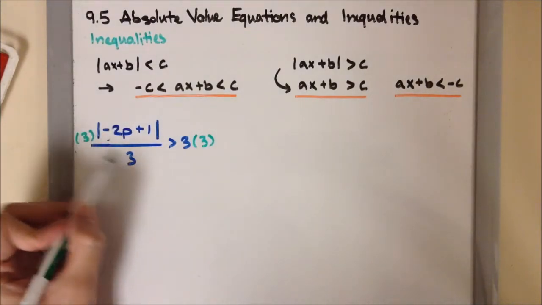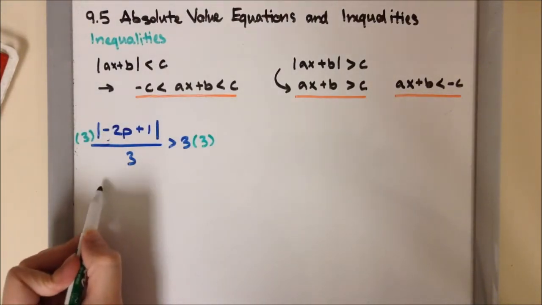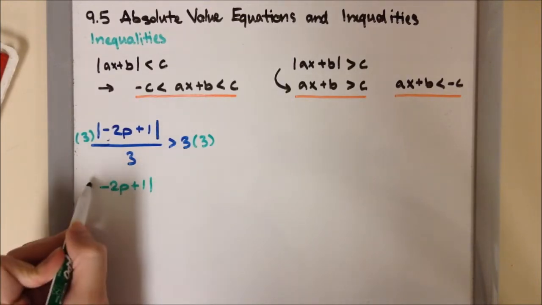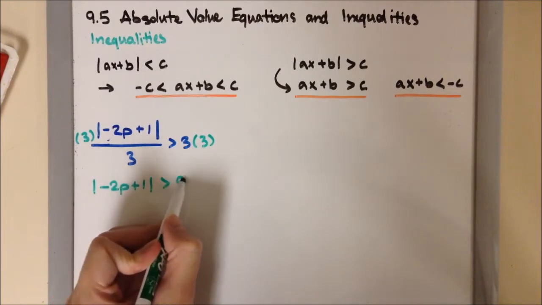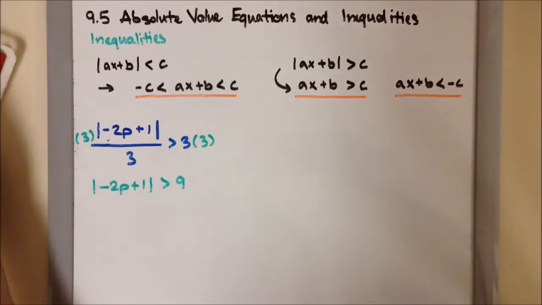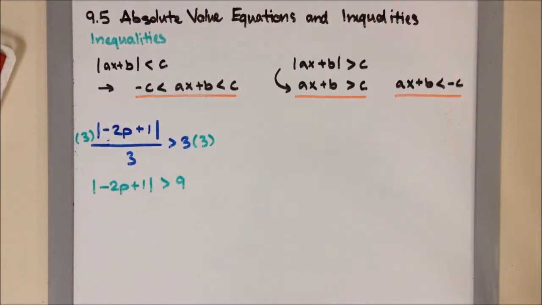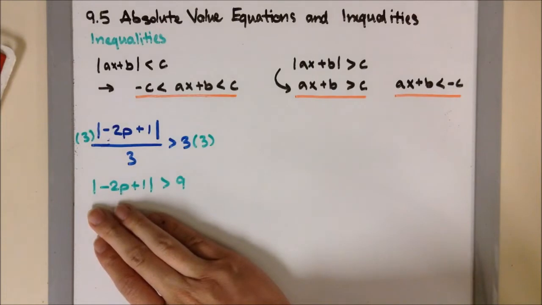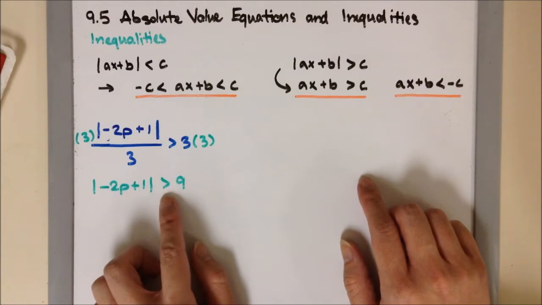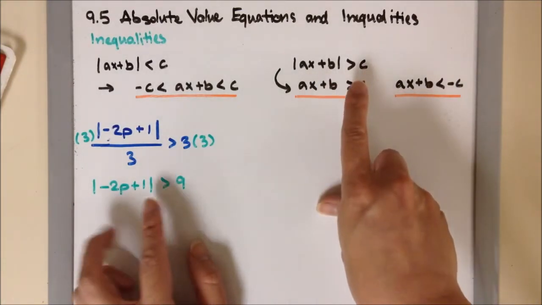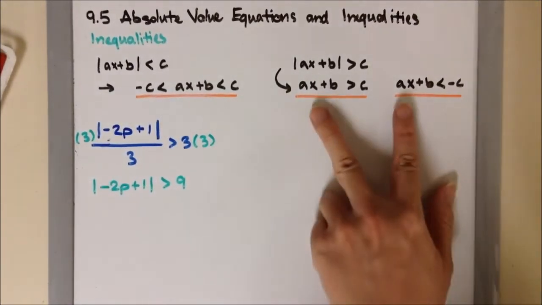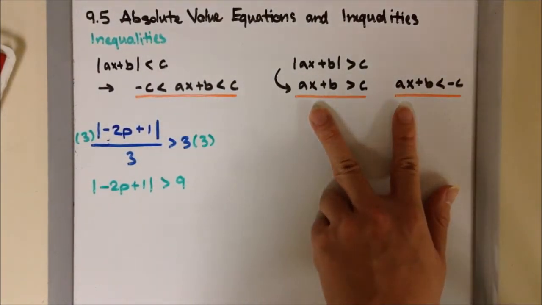So when these two 3's divide, it becomes 1. I am left with the absolute value of 2p plus 1 greater than 9. So from there, you can see that the absolute value is by itself. It's greater than 9, so it's going to follow this structure right here. So I'm going to follow the form, meaning that I'm going to write the inequality twice. So I'm going to write the inside twice.